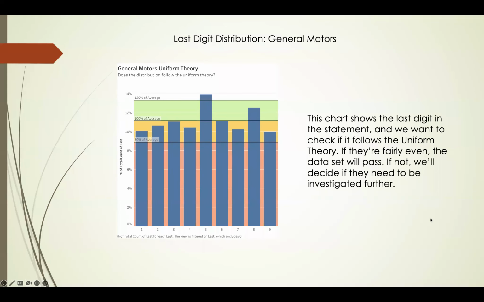The second chart is the last digit distribution of General Motors. This chart shows the last digit in the statement, and we want to check if it follows uniform theory. If they are fairly even, the data set will pass. If not, we will decide if they need to be investigated further.